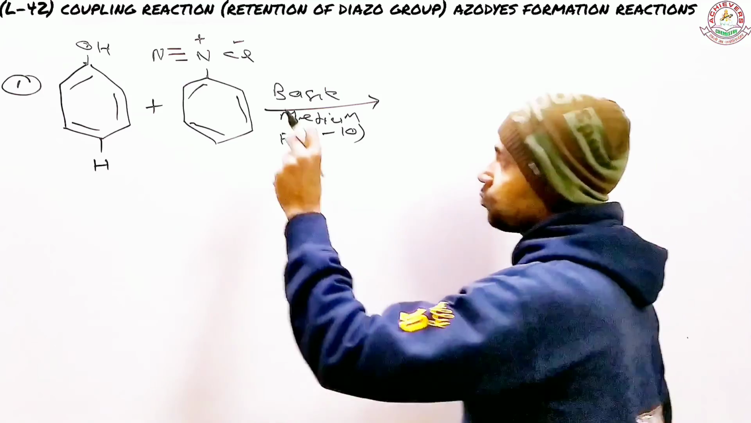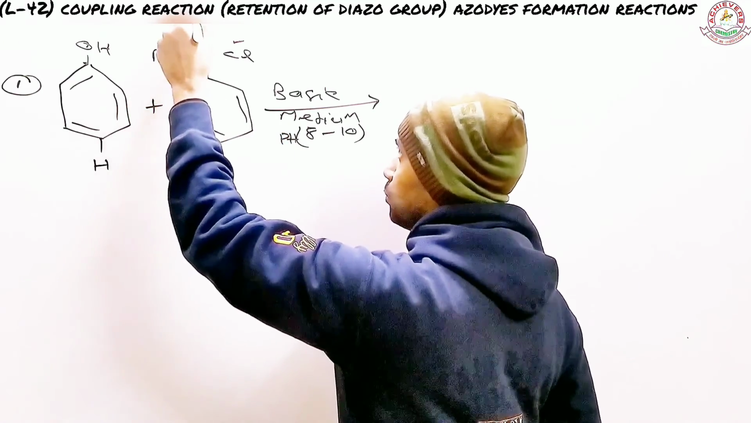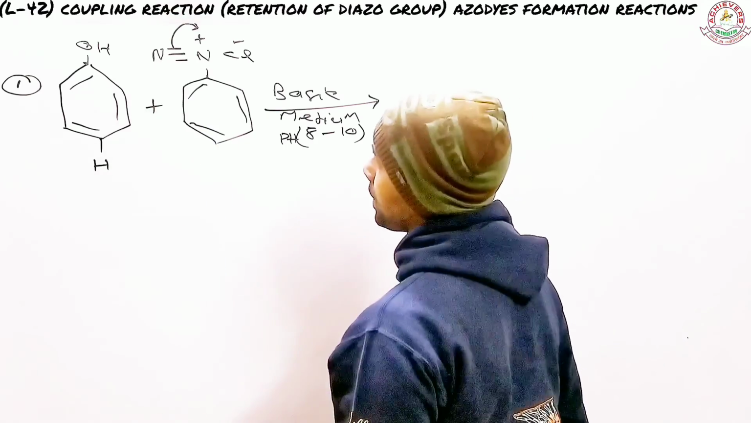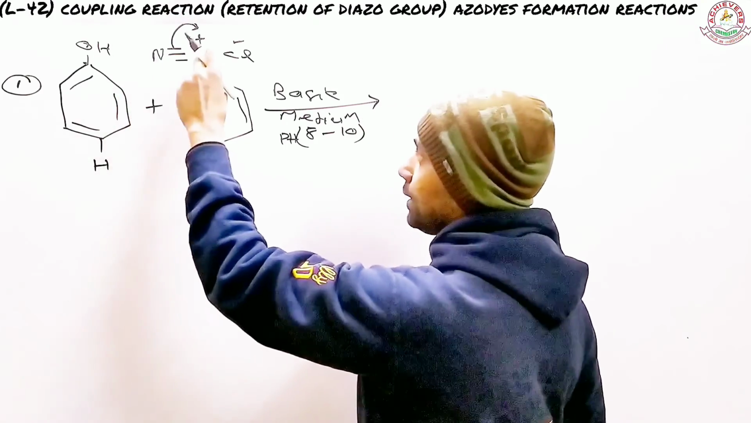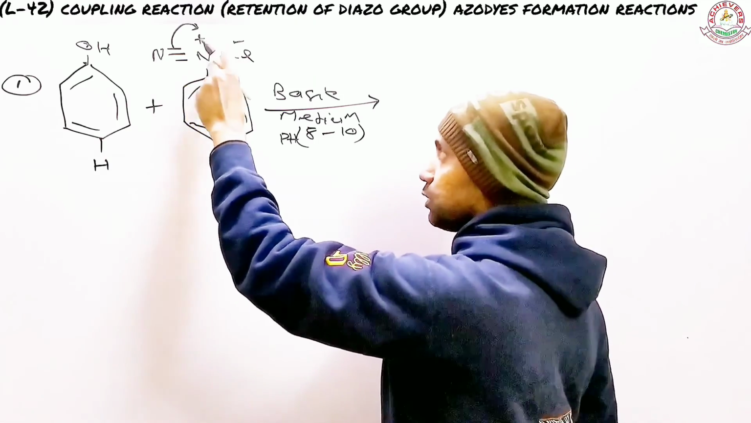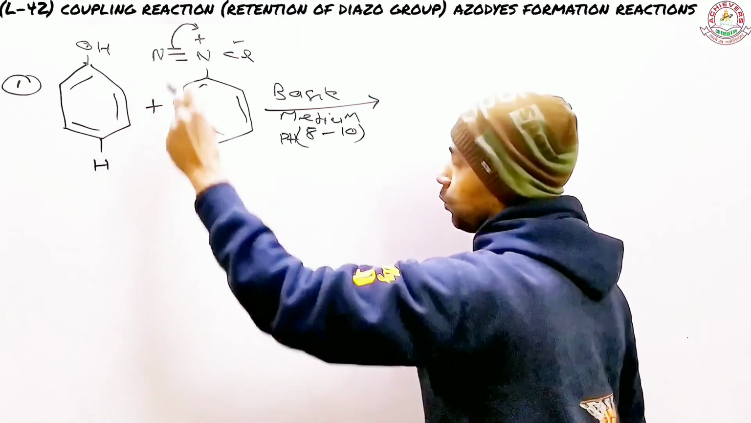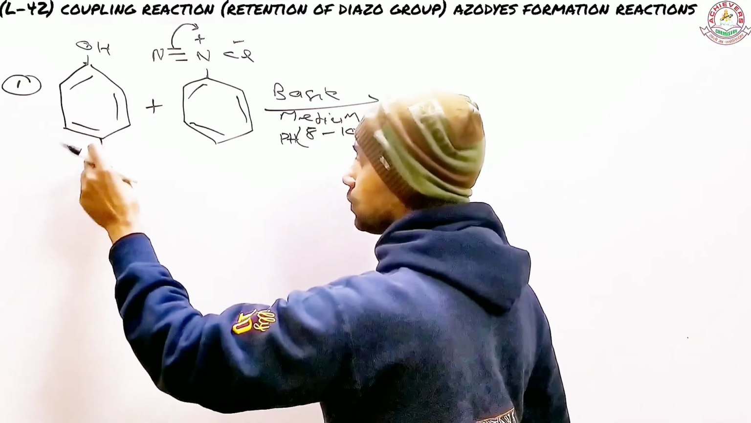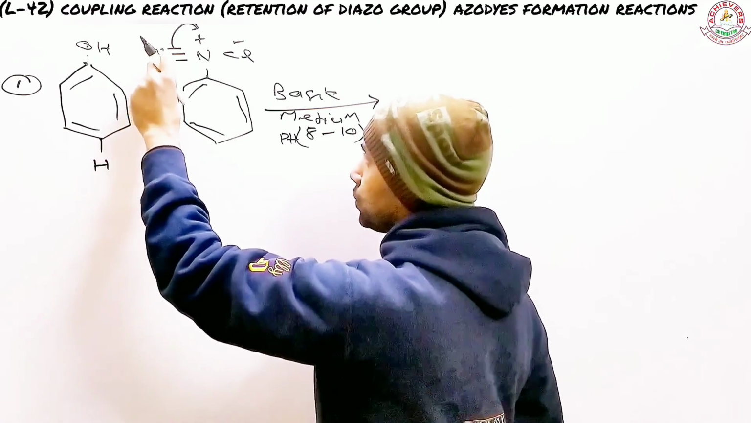So what happened here? One of the pi bonds from here breaks and moves towards the nitrogen, right? And this way, this nitrogen becomes positively charged while this nitrogen becomes neutral. In that case, you have to pay attention that this fourth carbon will attach to this nitrogen.